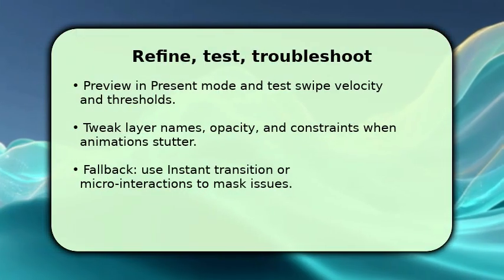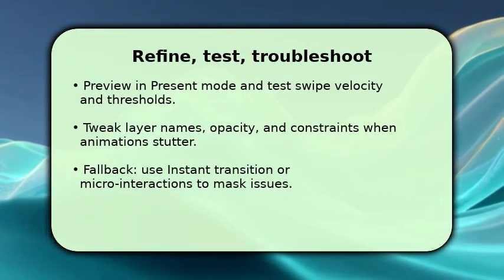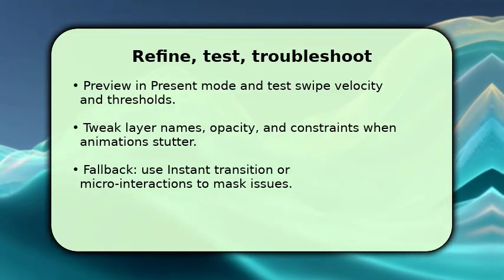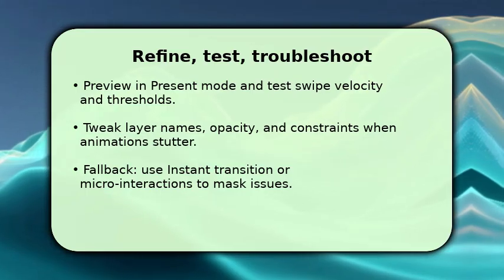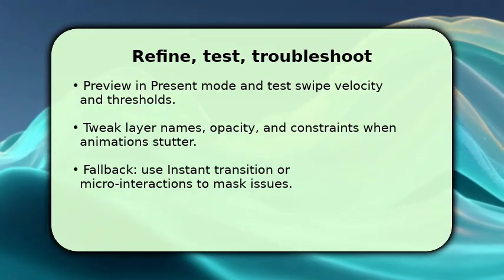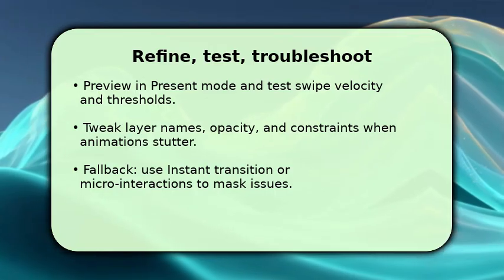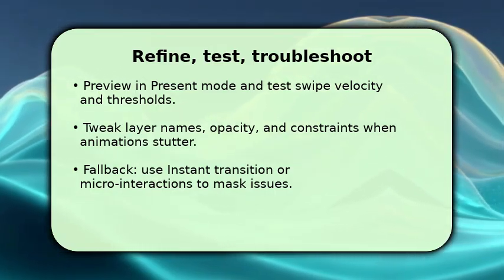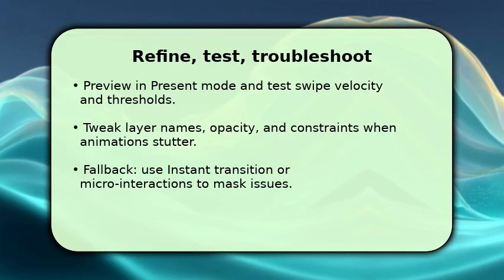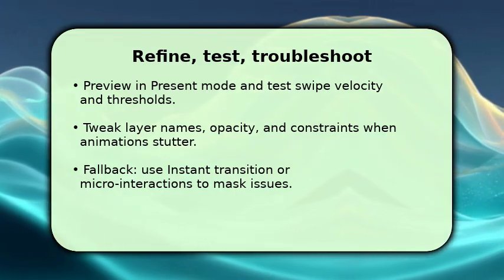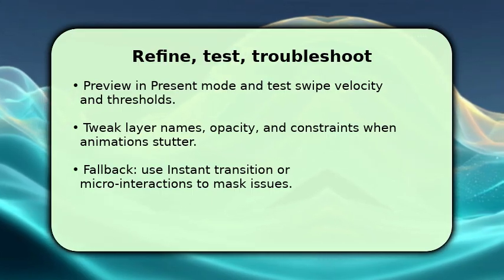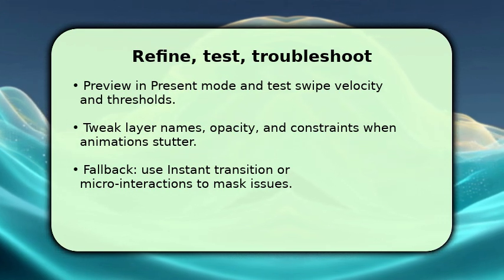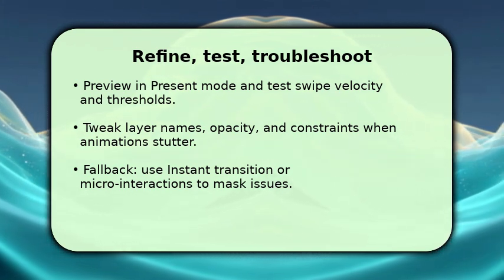Finish by refining and testing the swipe until it feels natural. Preview in present mode and try different swipe speeds. Make sure your threshold catches intended gestures. If the animation stutters, check that matching layers have identical names and that constraints are set consistently so auto layout doesn't reflow unexpectedly. Once you adjust easing and durations, retest. If problems persist, use an instant transition for problem elements or add a micro interaction to mask timing glitches while you debug layer names and constraints.